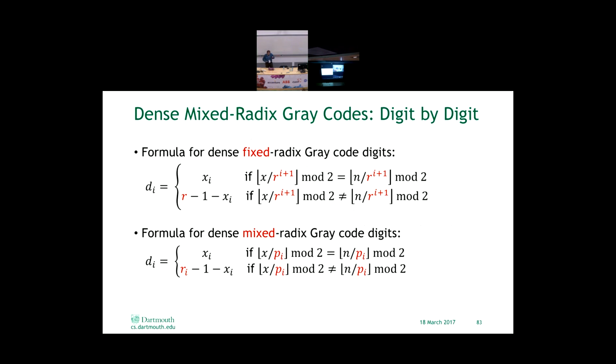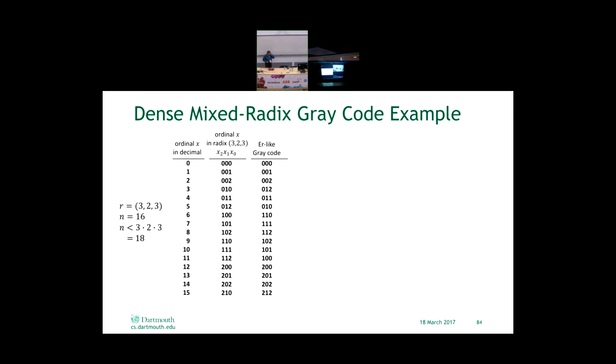I've shown you here the Erlich-like gray code, how we would do it if we were doing Erlich. And again, we see the same kind of thing where digit 0 cuts off in a descending sequence, so we're going to reflect around R0. R0 being 3, we subtract from 3. Digit 1 cuts off in an ascending sequence, so we don't reflect around that. And digit 2 cuts off in an ascending sequence, so we don't reflect around that.